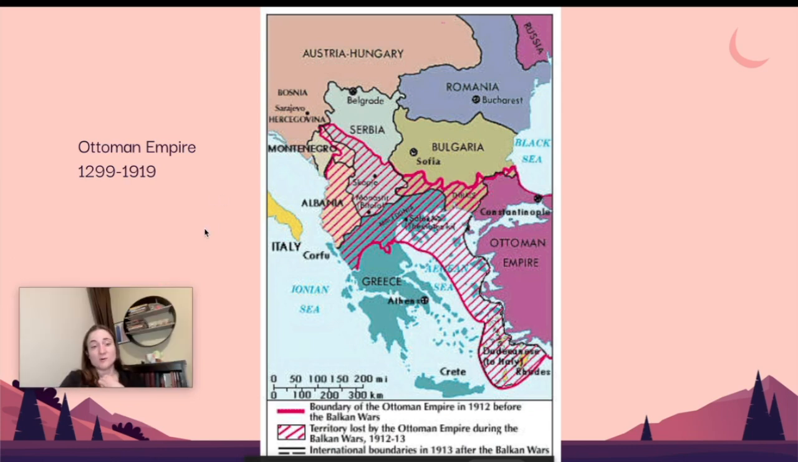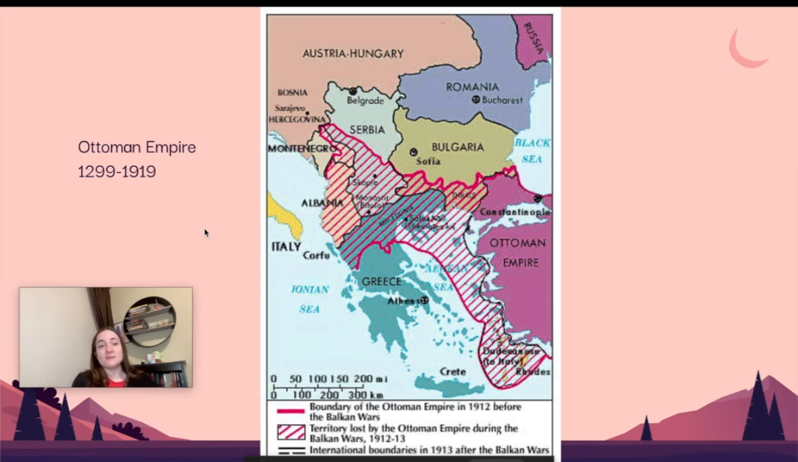So another really important thing to learn about the Balkans during this time is the Ottoman Empire that I mentioned at the beginning of this video. Like I said before, the Ottoman Empire was around from about 1299 to about 1918, 1919. Again, they were this massive empire. I believe next slide I will show you a map of the Ottoman Empire.